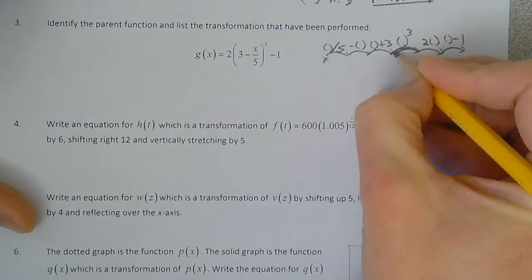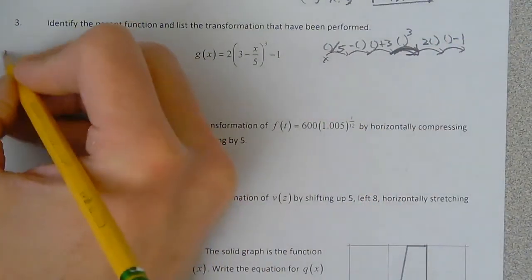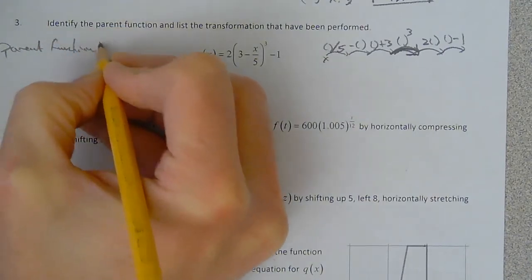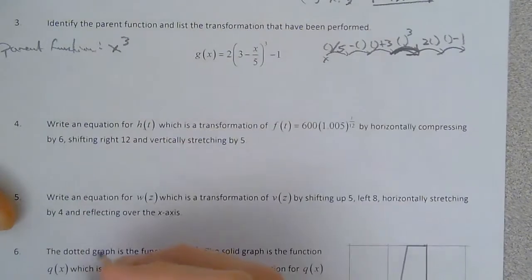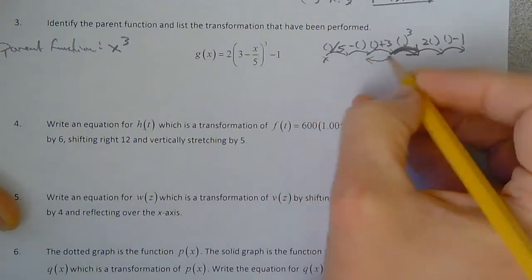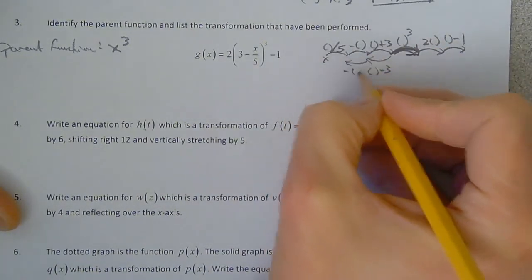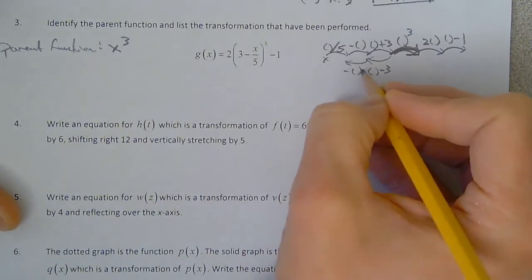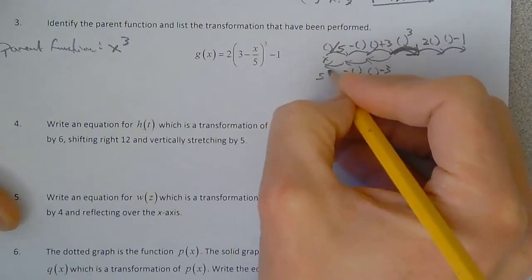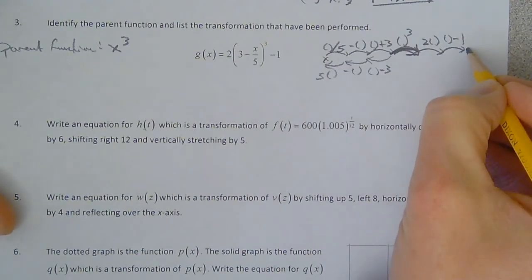Here is my parent function. This is the only arrow that doesn't describe a simple transformation. So my parent function is x cubed. It's the cubing function. My transformations on the horizontal side, it looks like a shift left 3. I have a reflection over the y-axis. Horizontal reflection requires a vertical mirror. And a horizontal stretch by 5, and then I'll vertically stretch by 2 and shift down 1.